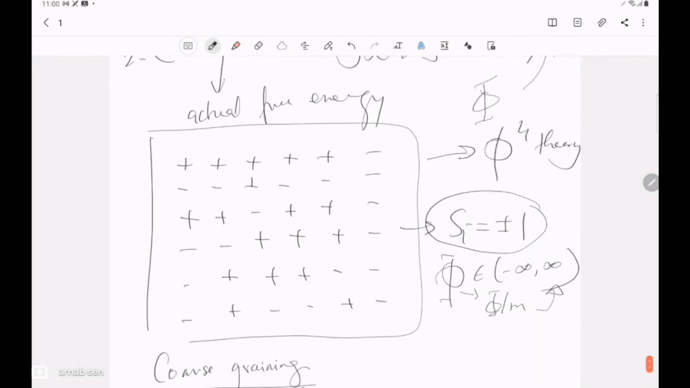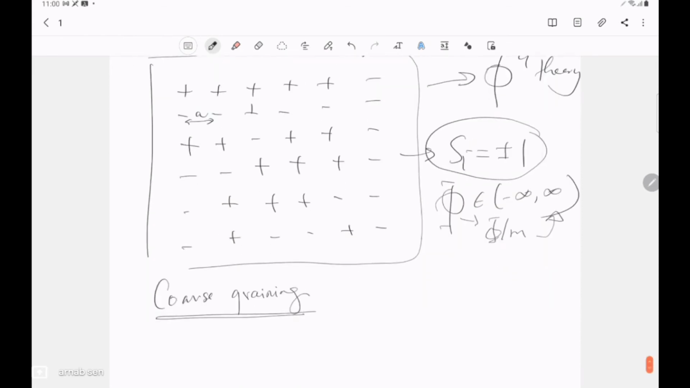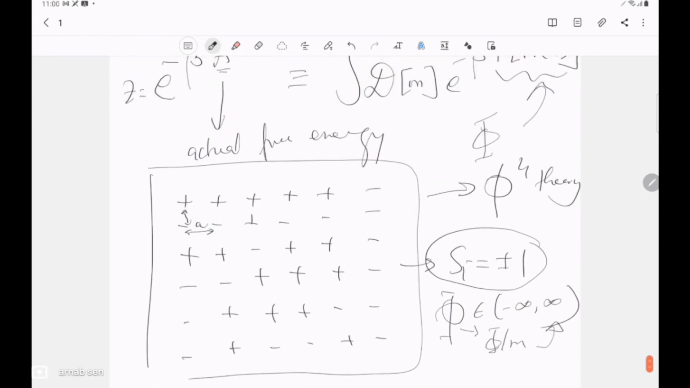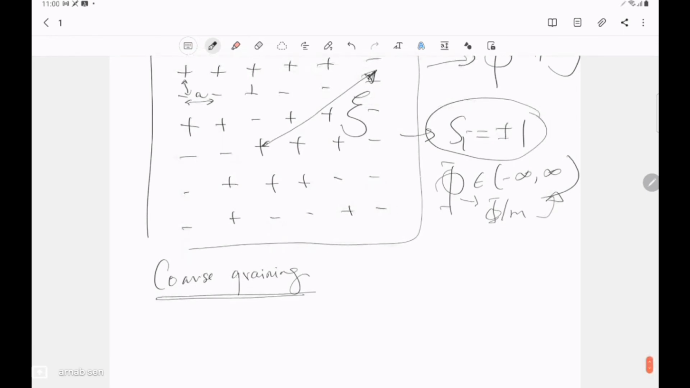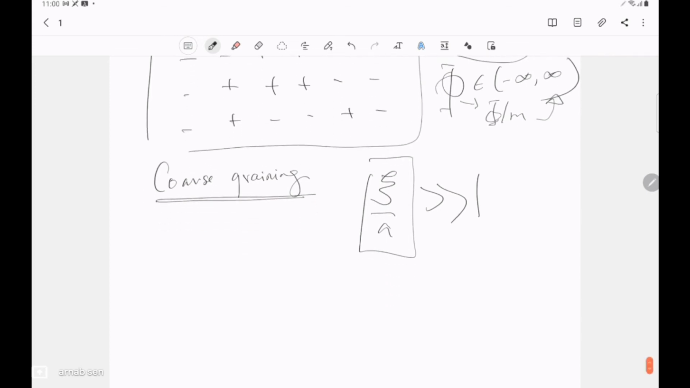In any such theory, there are two length scales in the problem. One is, of course, the microscopic lattice length scale, which I denote by a. This is the microscopic unit or the lattice unit of the theory. And the other length scale is your correlation length, xi. If you remember, when we were talking of continuous phase transitions, we said that near the phase transition, the correlation length diverges. This dimensionless number xi over a becomes much, much greater than one. This was one of the properties of continuous phase transitions.